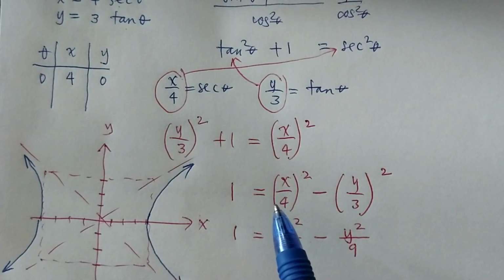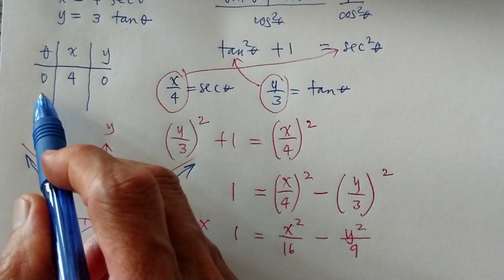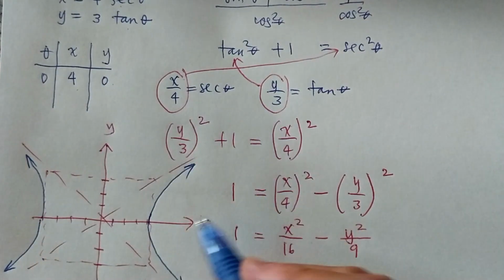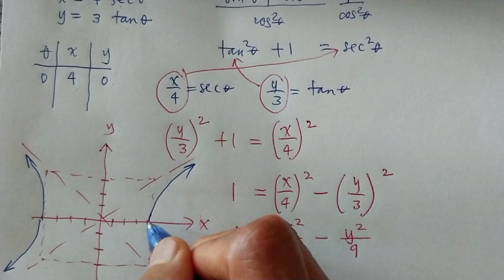Now we can verify the point that we found here. If x is 4, y is 0, there you go.